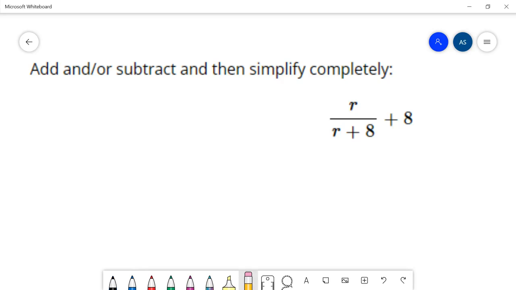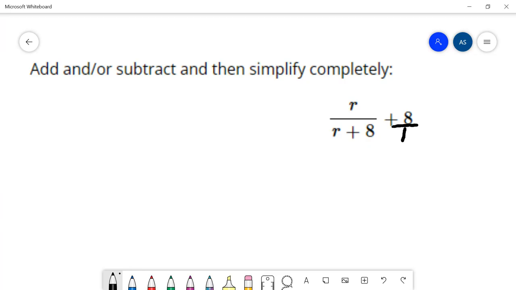On this example, we have add and or subtract, then simplify completely. We have r over r plus 8 plus 8. So we are adding fractions. When we add fractions, we have to have a common denominator. So we're going to treat this as 8 over 1.